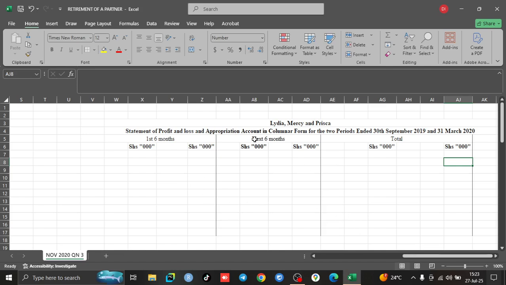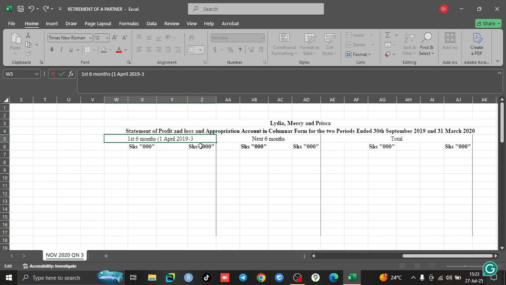So now we can start because we have the duration. The first 6 months, that is from 1st of April 2019 to 30th of September 2019. You can write September in short form. The next 6 months is from 1st of October 2019 to 31st of March 2020.